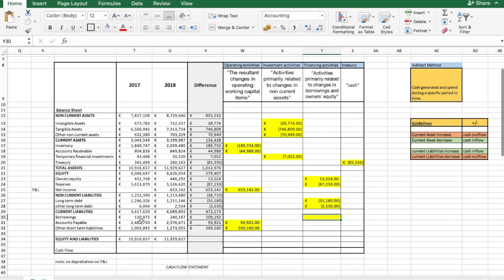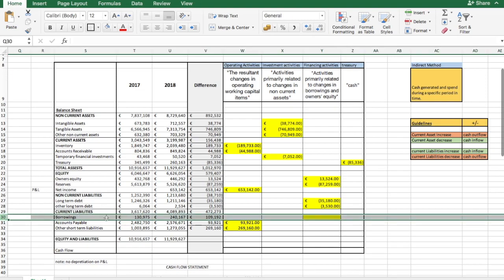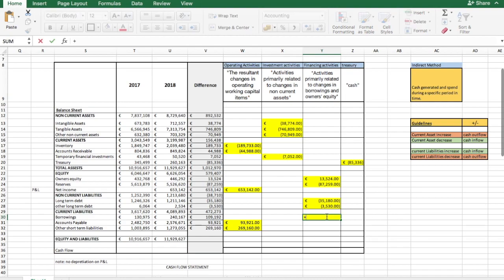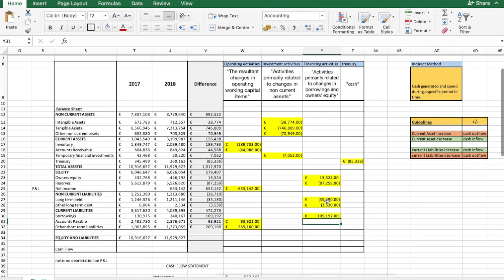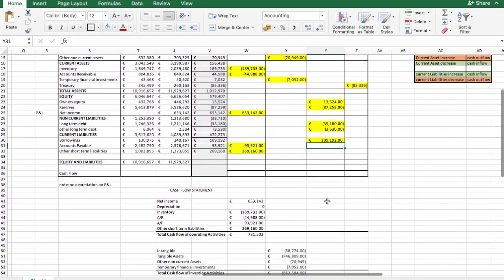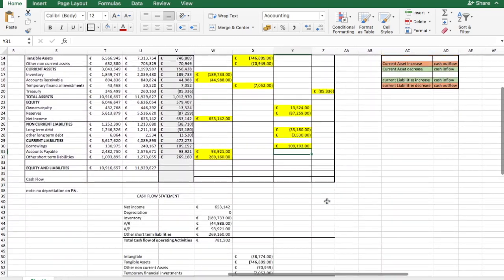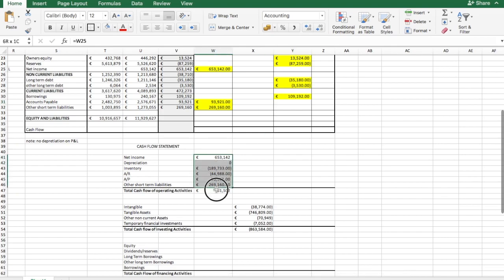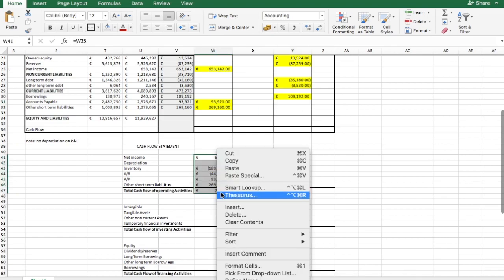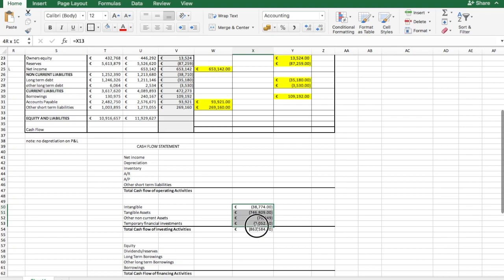And finally, we have borrowings, short-term borrowings, and it increased. That means a cash inflow. So we put a plus sign and we copy the item. So now that we have all the information prepared, we just have to put the information in the cash flow statement. First, we'll start with operating activities. I will just copy the information and get the result.